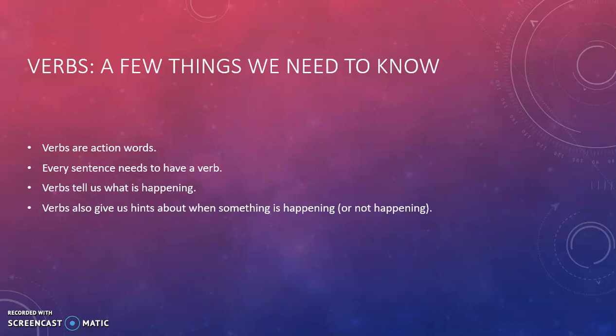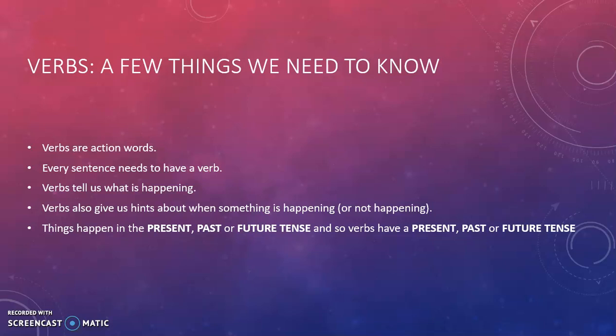Verbs also give us hints about when something is happening or when something is not happening. Hints like if I say, the boy jumped over the wall, then you can be fairly sure that this has already happened. The boy has already jumped over the wall at some time in the past. If I say that the girl will win, then we can be reasonably sure that this has not happened yet and we are waiting for the girl to win in the future tense. Things happen in the present tense, the past tense, or the future tense. So verbs also have to happen in the present tense, the past tense, or the future tense.